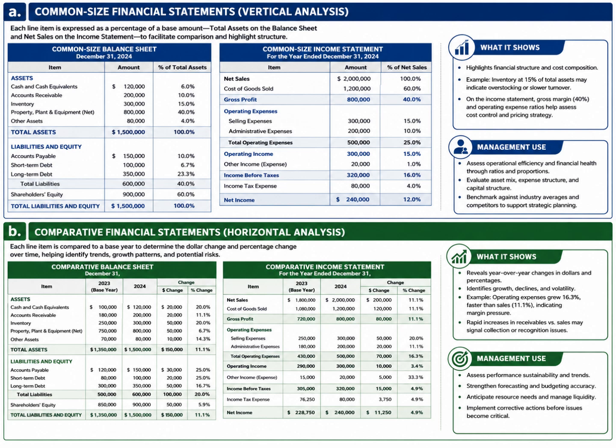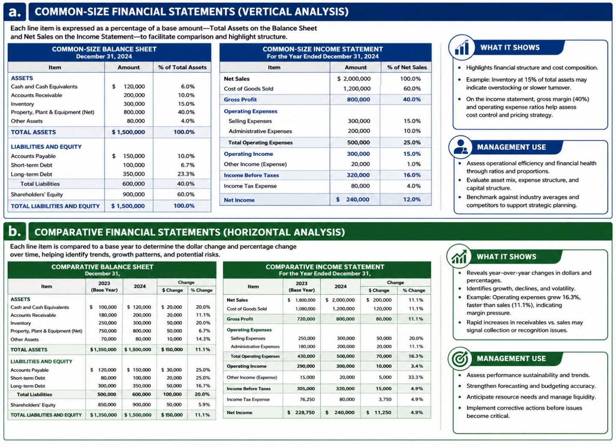Trend analysis helps assess performance sustainability. Consistent revenue growth accompanied by disproportionate increases in operating expenses may indicate margin pressure. Similarly, rapid increases in receivables compared to sales may suggest collection issues or revenue recognition concerns. Comparative analysis strengthens forecasting and strategic decision-making.